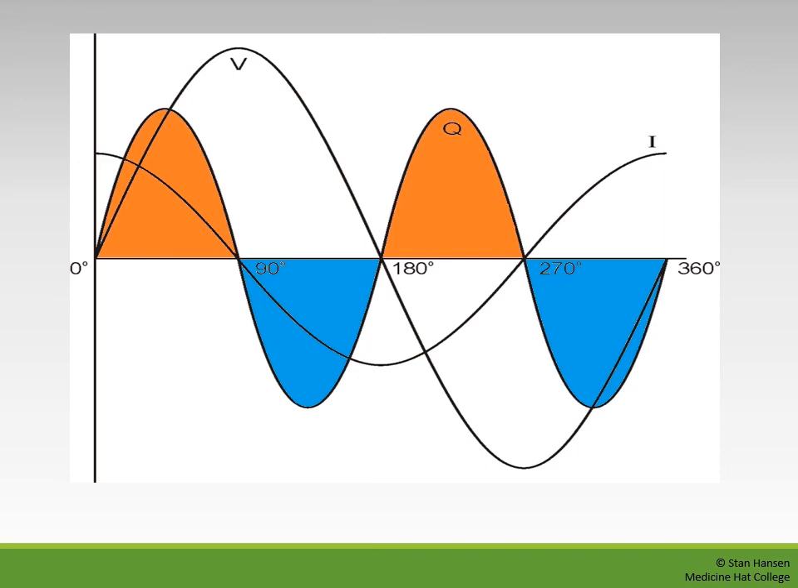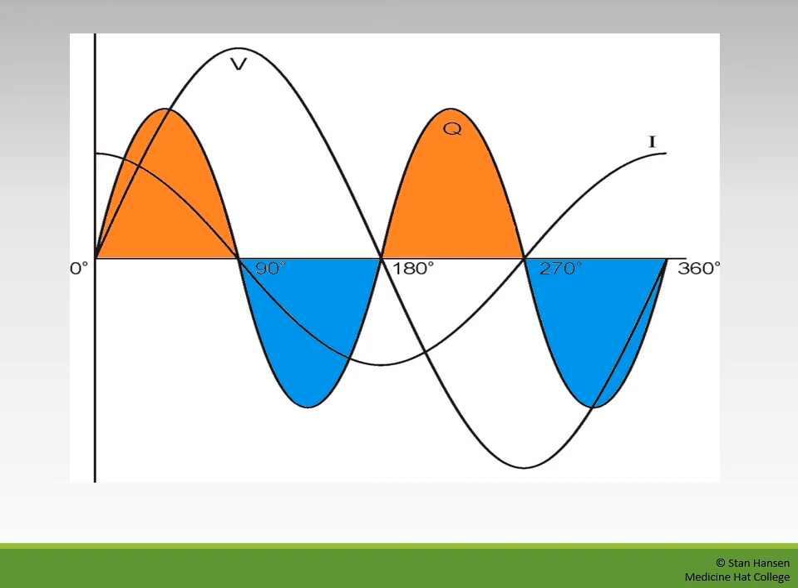Anything that is above the zero line is me building that electrostatic field. And everything below the zero line is me releasing that electrostatic field. Remember, with reactive power, it doesn't actually leave the circuit. All we're doing is building up that energy inside the circuit and then releasing that energy back into the circuit again.